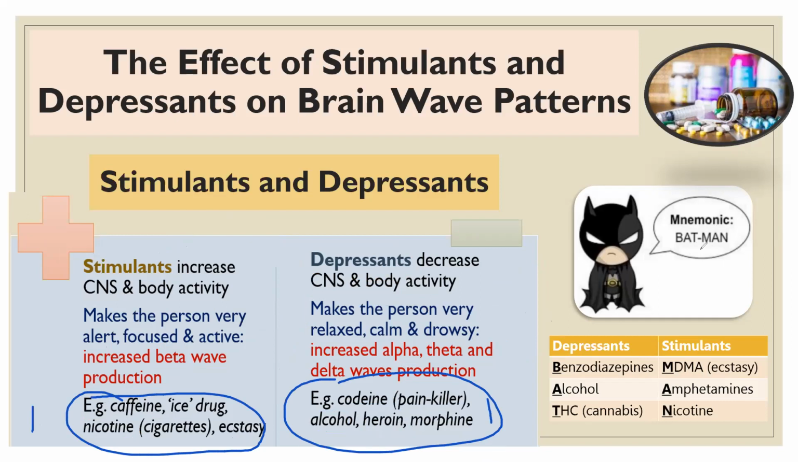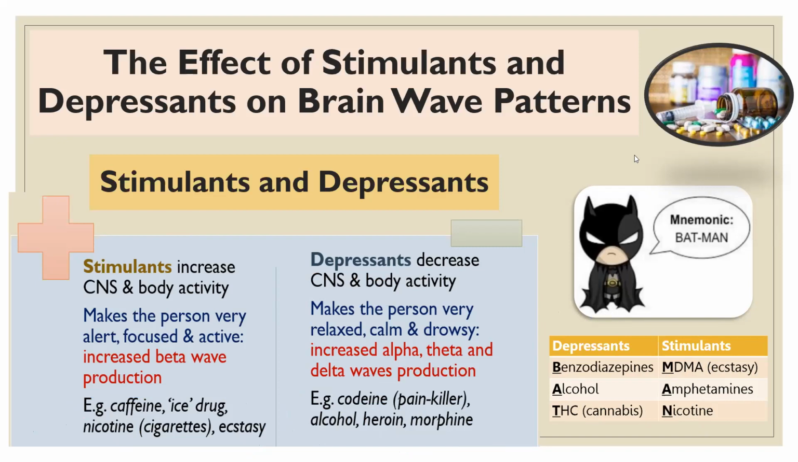This is a mnemonic you can use to remember some of those examples. Some examples of depressants are benzodiazepines, which are your antidepressants, alcohol and THC. THC is the technical terminology for cannabis or marijuana. Stimulants: MDMA is the technical term for ecstasy, amphetamines, which is related to ice, and nicotine, which is the active drug in cigarettes or smokes. So that's basically the two types of drugs and their effect on brainwave patterns.